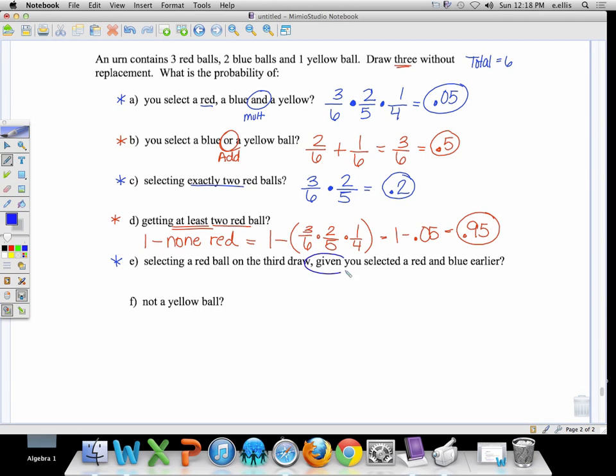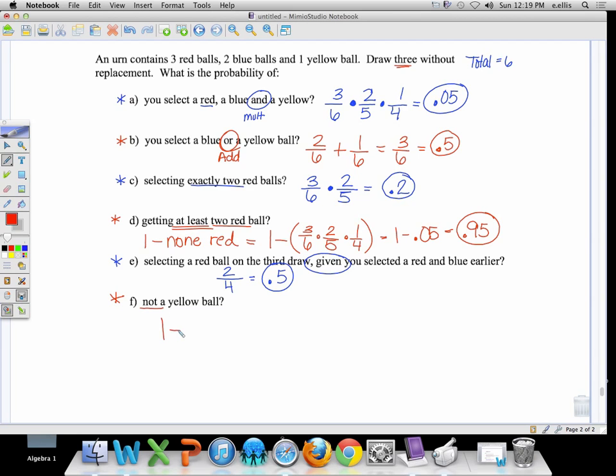And part E, selecting a red ball on the 3rd draw, given you already pulled a red and a blue earlier. Okay, so given, this is conditional, however, there is no chart. So think about what you picked out. We took a red and a blue out already. We're going for another red ball. Well, we already took 1 out, so we're down to 2. And we took 2 balls out, so we're down to a total of 4, which is a probability of 0.5.